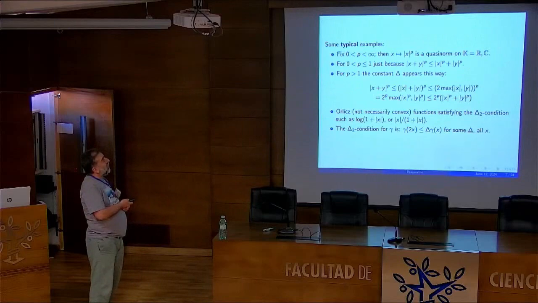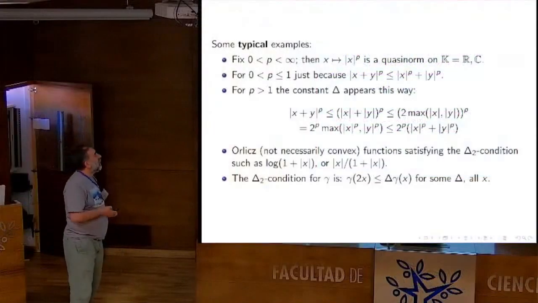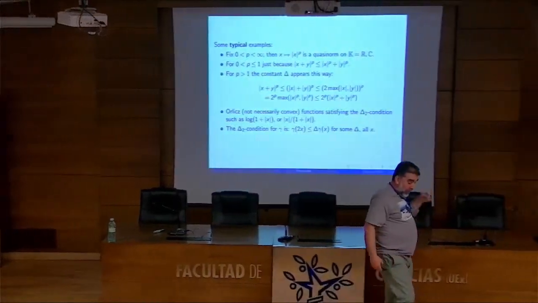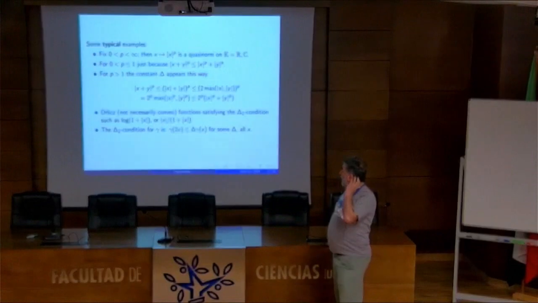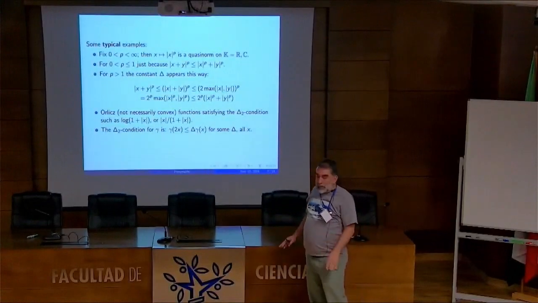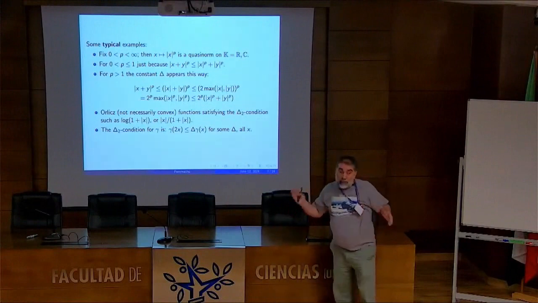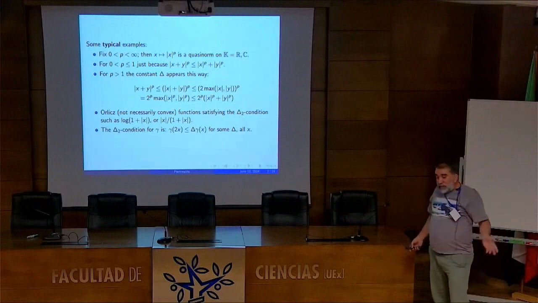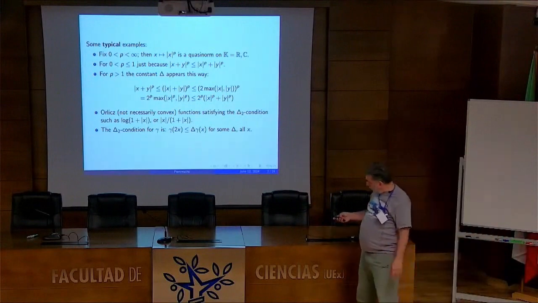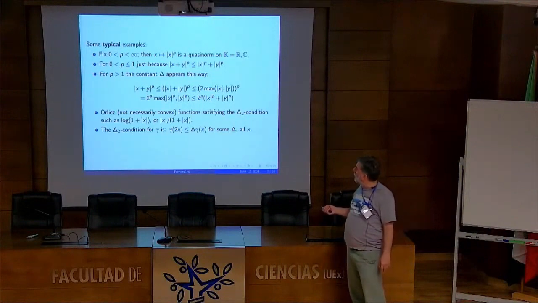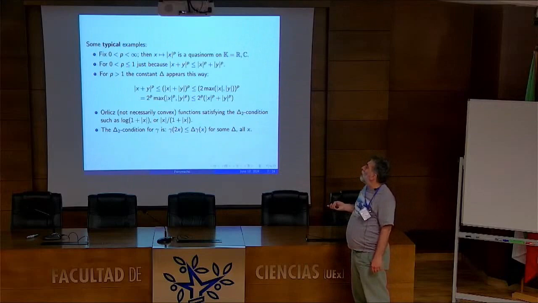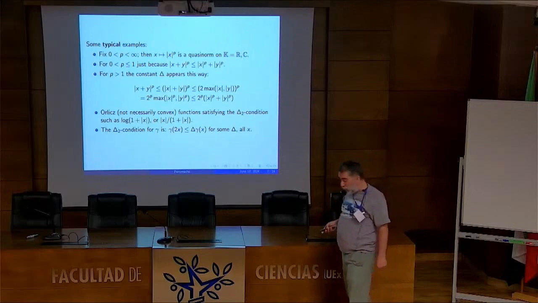And then you put the p here and here, so you get that this is a quasi-norm with a certain constant which is greater than 1. Of course, and still in the one-dimensional case, we can consider all Orlicz, but not necessarily convex, functions that satisfy the so-called delta 2 condition, which is this condition. And this is necessary to make them a true quasi-norm on the ground field.